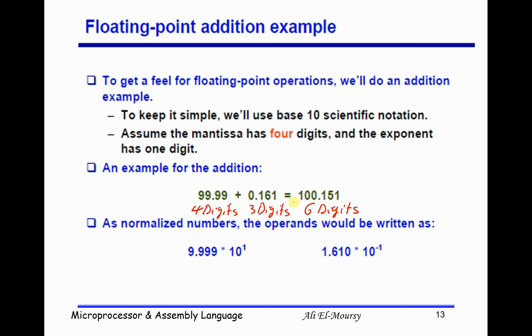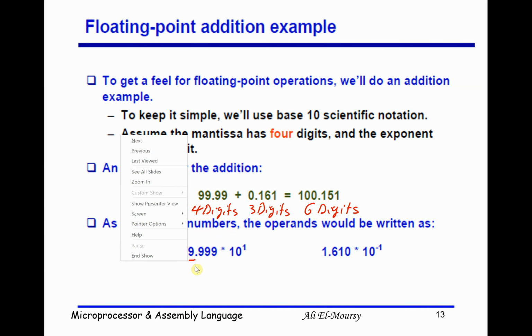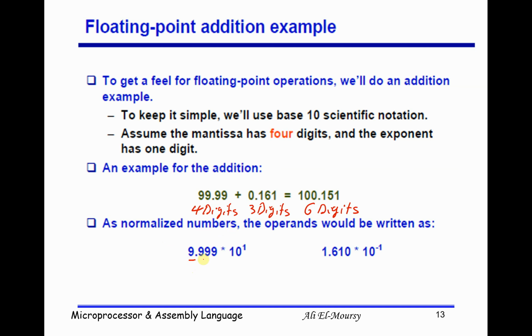So let's go over the steps. Assume that I want to normalize the numbers with the most significant digit after the decimal point, and the rest of the number to the right of the decimal point. Assume the same thing here, so 1.61 is how I can represent the second number.